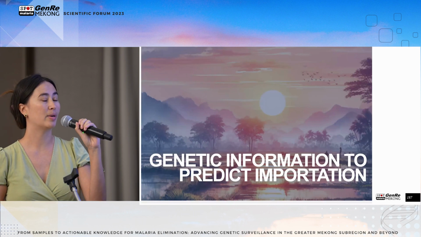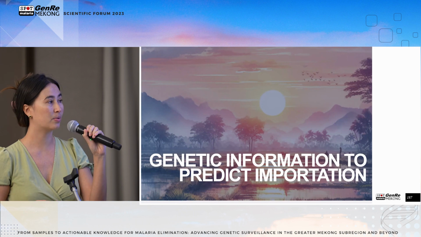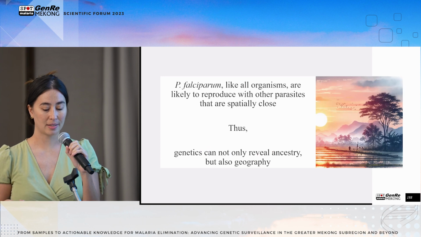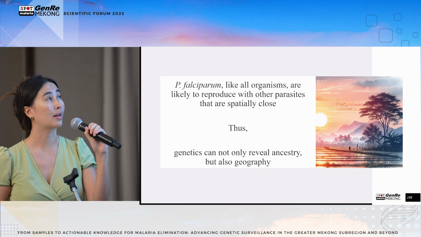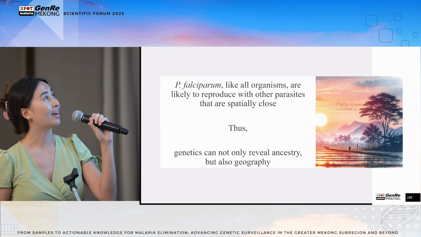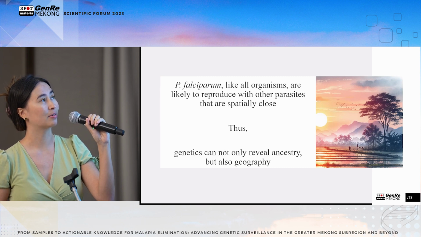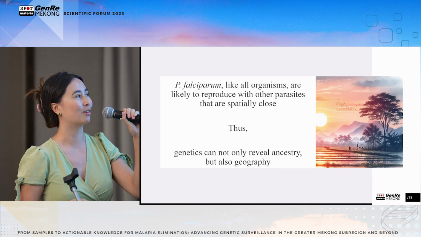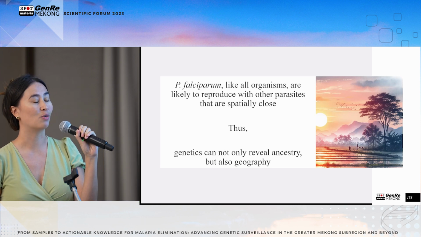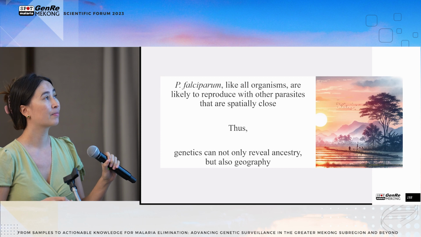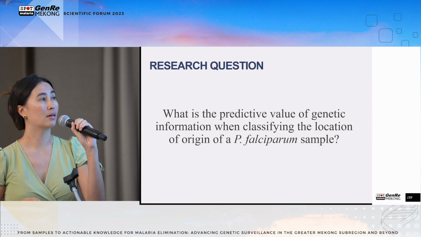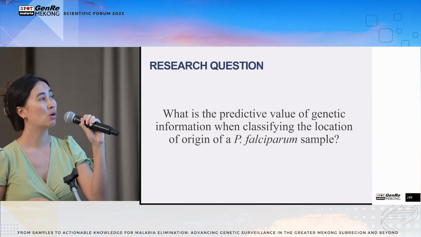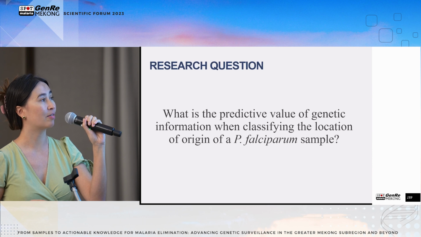So how can genetic information be of additional use to predict importation? We start with a basis. P. falciparum, like all organisms on planet Earth, is likely to reproduce with other parasites that are spatially close. And thus genetics can reveal not only ancestry, but also geography. And our current research question is, what is the predictive value of genetic information when classifying the location of origin of a PF sample?